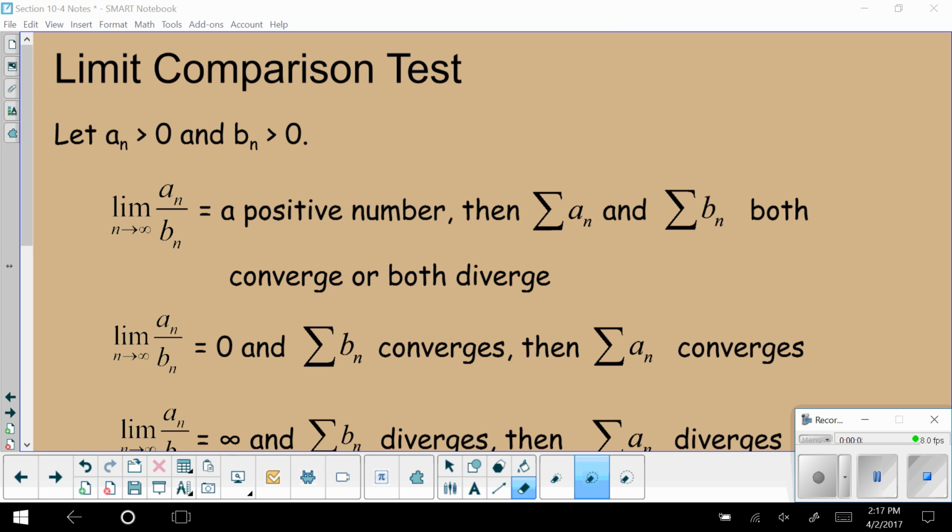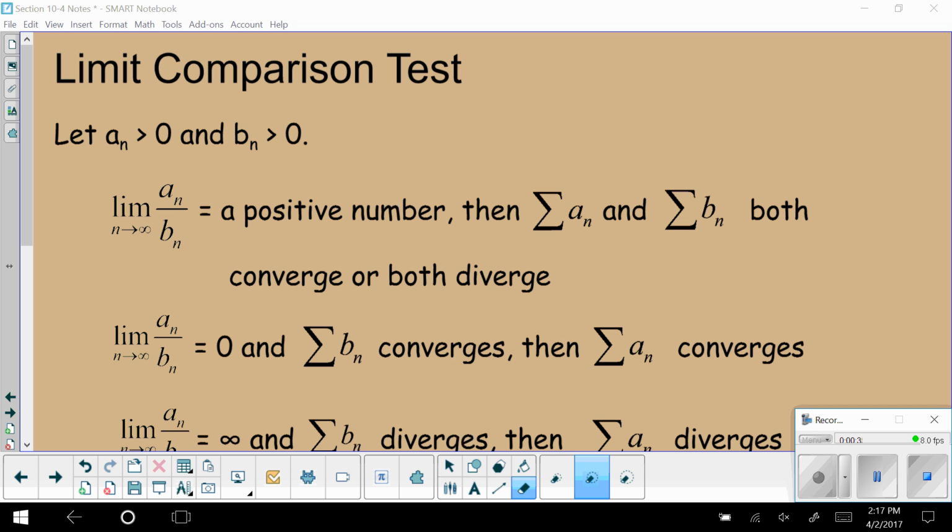So related to our direct comparison test is the limit comparison test. And here we are comparing two series again, just like in the direct comparison test. But the limit comparison test does give us a little bit more guidance in how to choose the series we're going to compare to. And for this, again, like with the direct comparison test, we want to deal with series with non-negative terms. But again, since we're normally checking absolute convergence, that shouldn't be an issue.